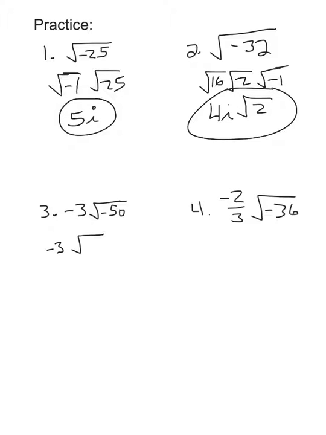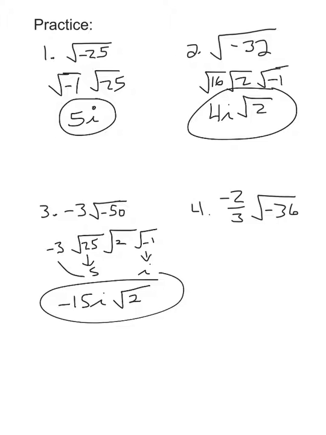Number 3, I have a negative 3 already out in front. We're going to bust up the square root of negative 50 as 25 times 2, and of course the square root of negative 1 for the negative sign. This comes out as a 5, and this comes out as an i. So you get negative 15i, because don't forget to multiply those two together. And the only one still under the radical sign is 2.